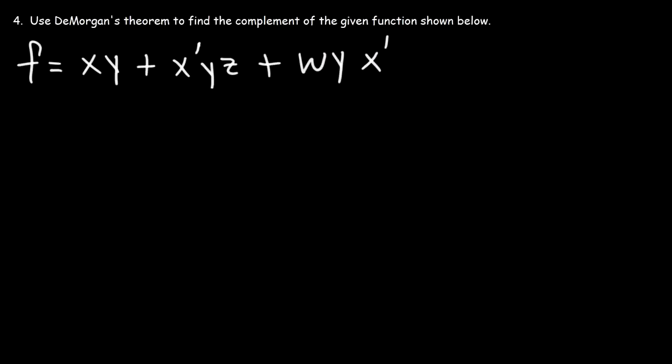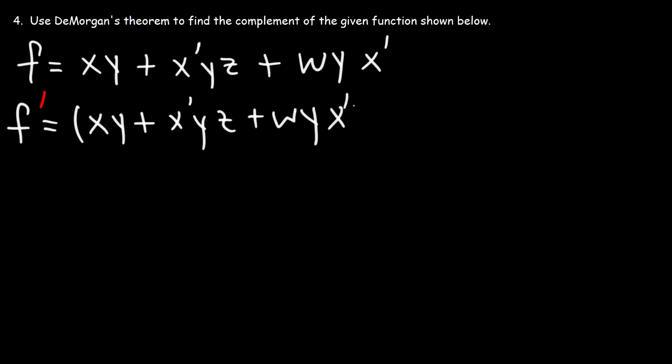Number 4, use De Morgan's theorem to find the complement of the given function shown below. So the complement of f is basically just f prime. So what we're going to do now is we're going to rewrite the function, but within a set of parentheses. And then we're going to write the complement symbol outside of that parentheses.